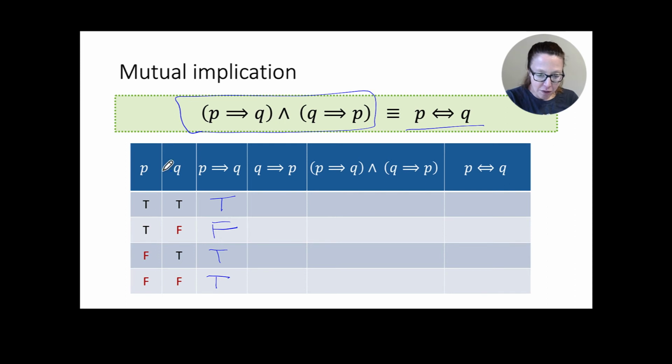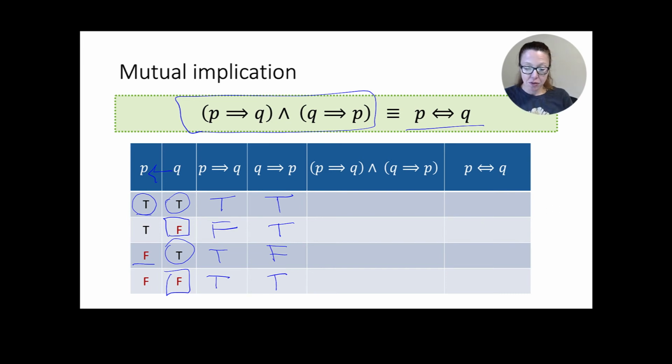Let's look at going the other direction. If I'm going from Q to P, that means every time that Q is true, I want P to be true. That holds in the first row, but it doesn't in the third. And so this is a time where Q implies P is false. When Q is false, this implication holds. It's okay. There's no statement about the truth value of P. And so here we have true, true.